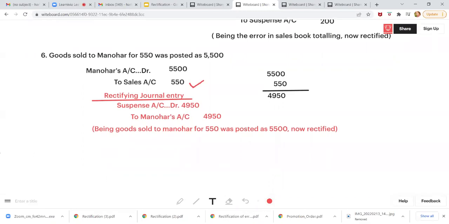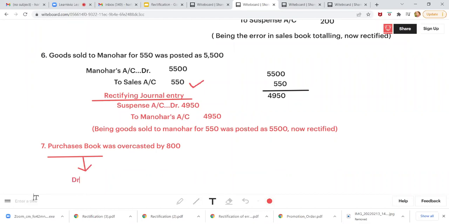So here we have the next question as purchases book was overcasted by 800. Now tell me, what is the balance of the purchases book? The debit balance. Yes, very good.